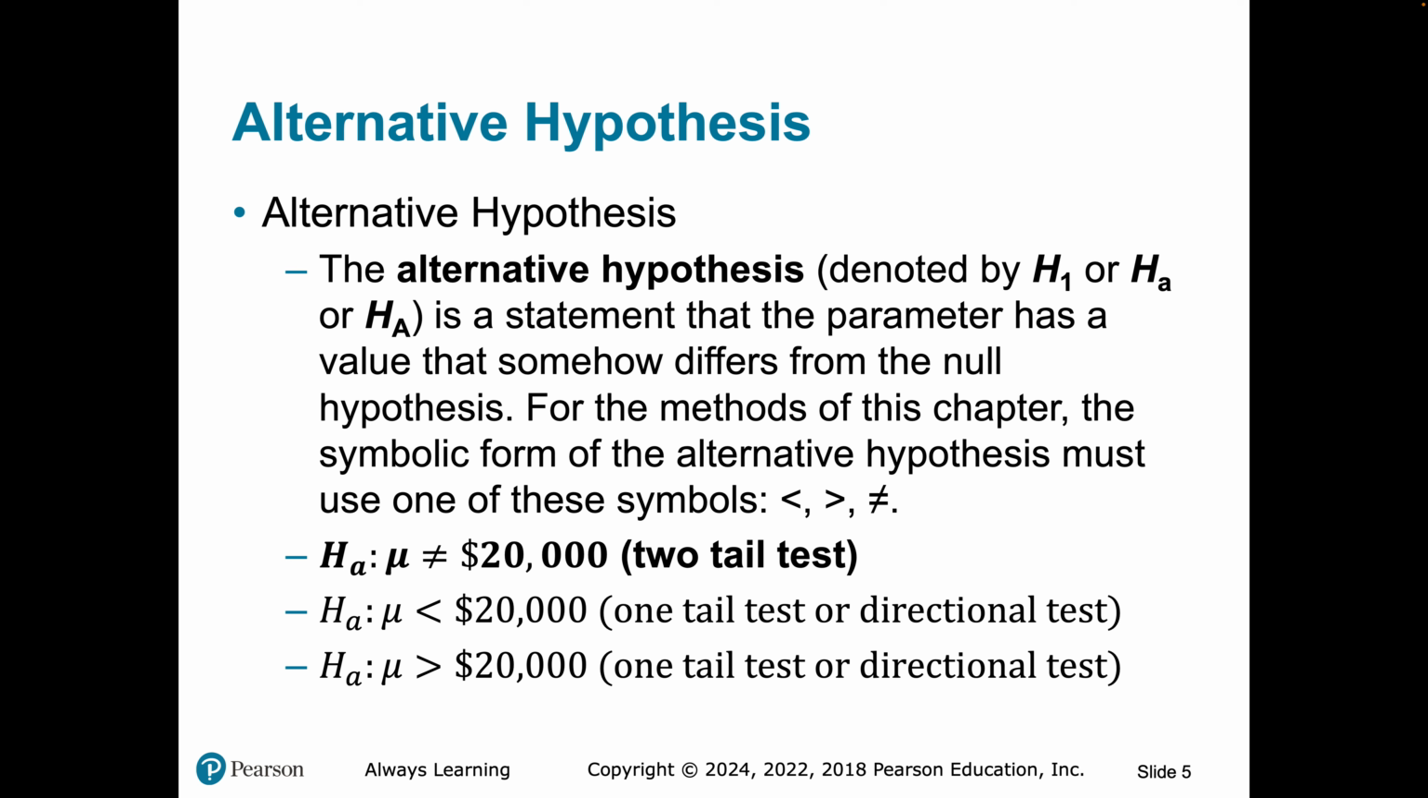We may want to test that the mean is equal to 20,000 because we think it's less than 20,000. In that case, we would use the second. Or maybe we think it's higher than 20,000, and we would use the third. The second and the third tests are called one-tailed tests or directional tests. The not-equal-to test is called a two-tailed test.